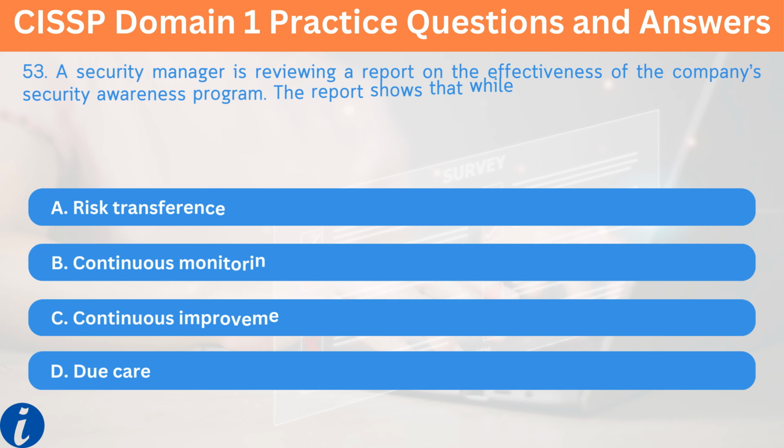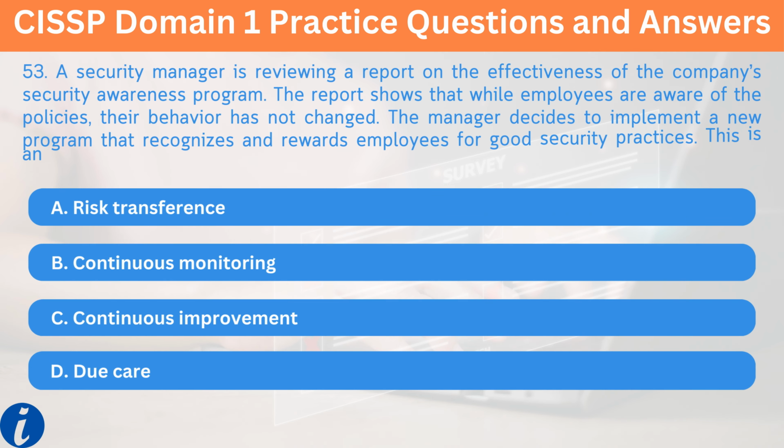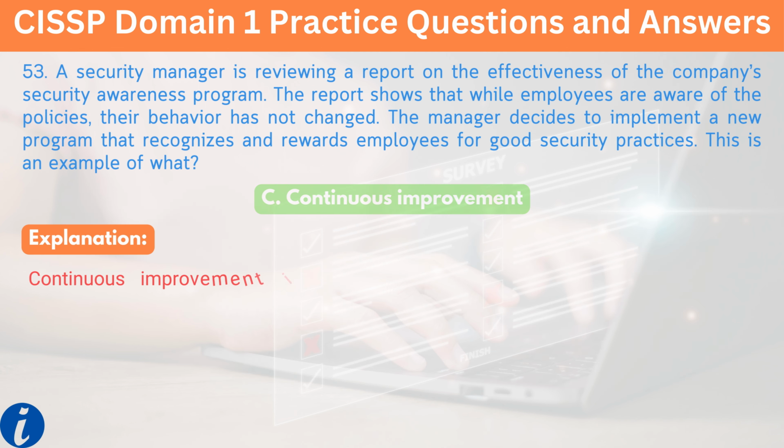53. A security manager is reviewing a report on the effectiveness of the company's security awareness program. The report shows that while employees are aware of the policies, their behavior has not changed. The manager decides to implement a new program that recognizes and rewards employees for good security practices. This is an example of what? A. Risk transference. B. Continuous monitoring. C. Continuous improvement. D. Due care. The correct answer is C.